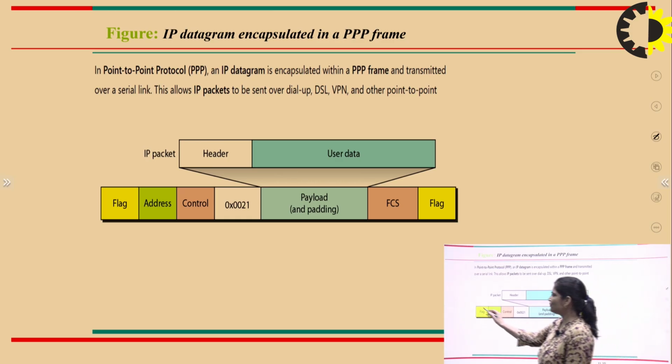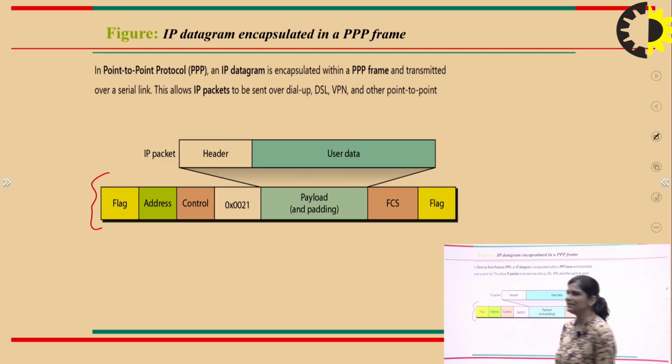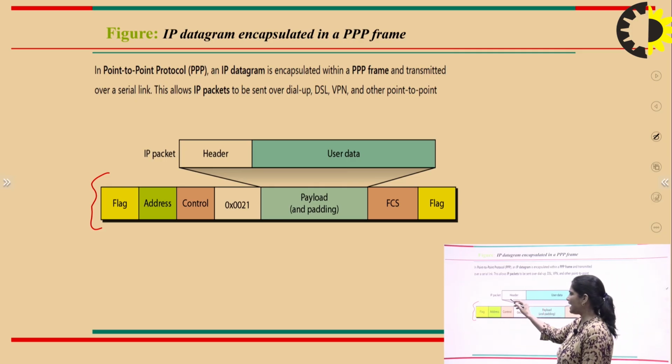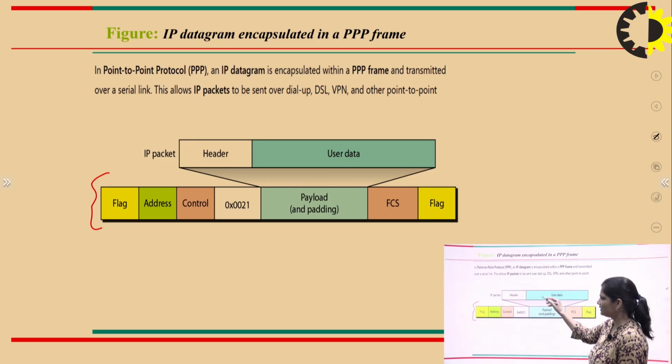Now here you can see the format of the IP datagram. Flag is there, address, control field. This is the code used for IP datagram in the point-to-point protocol. Now this is the payload. In the payload we have a format with header and user information of the IP packet. That is consumed in the payload. Then frame check sequence and flag.